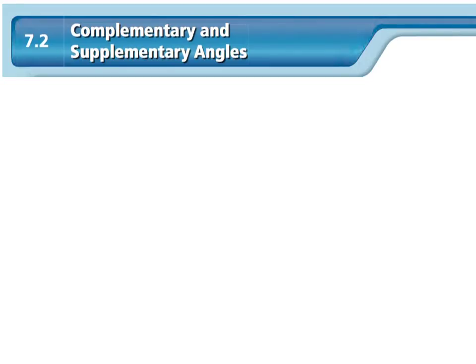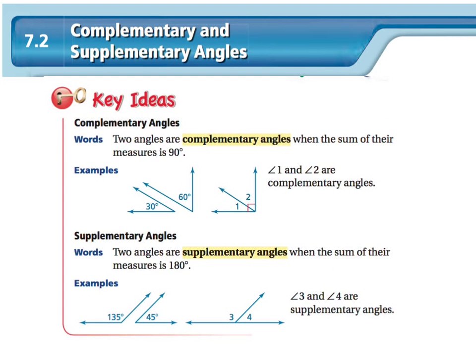In section 7.2, we're going to talk about complementary and supplementary angles. So what are they? Well, that leads us into our key idea. And we have two vocab words. Please make sure that you do write these down in your running list of vocabulary. So complementary and supplementary angles.